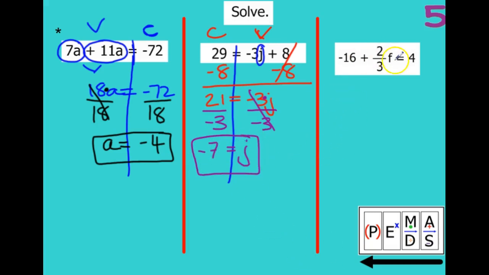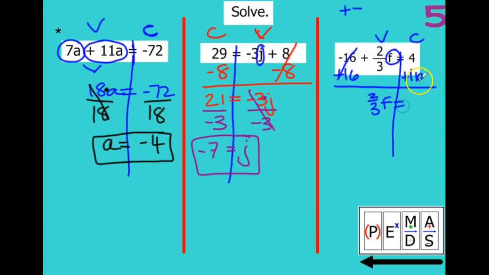I believe this is the last problem like this. First, get rid of addition or subtraction. Here's our variable, it's going to be on the left, our constant's on the right. Addition here, or subtraction here, the opposite is addition, so add 16. We have 2/3 f. 16 plus 4 more is 20. And then remember, to get rid of this fraction, we're multiplying by the reciprocal, or flipping the fraction, 3 over 2 times 3 over 2.